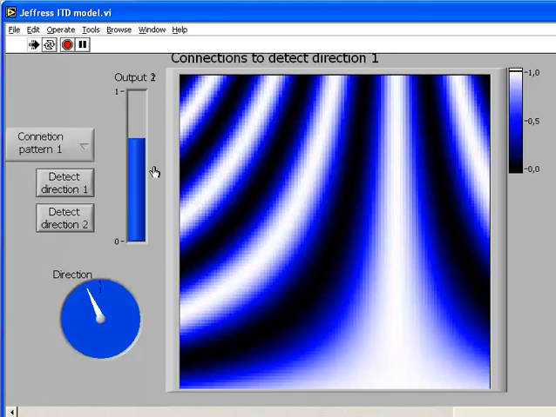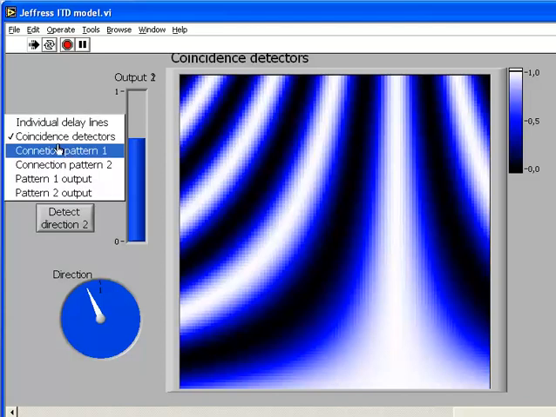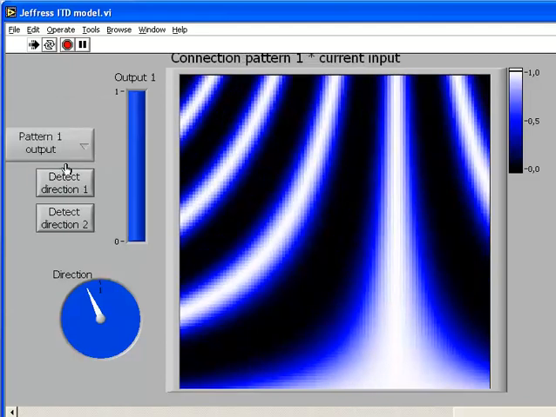So here I have my connection pattern, and what I now can look at is how do I use that? What happens is that when connection and input are the same, then I should get maximal output. And I can look at that. I can look at the pattern 1 output, which is multiplying the input with the output pattern.